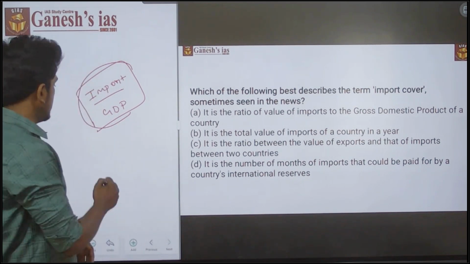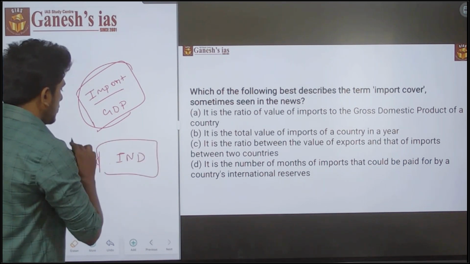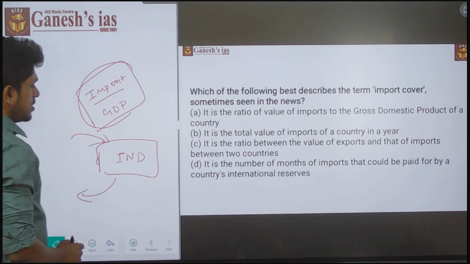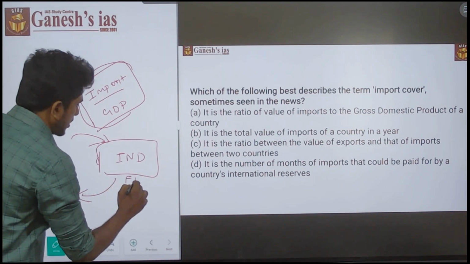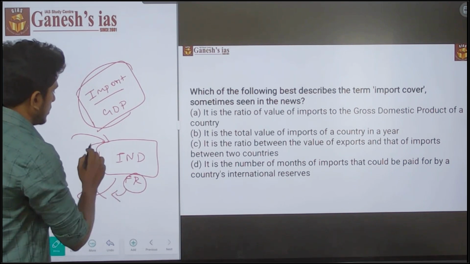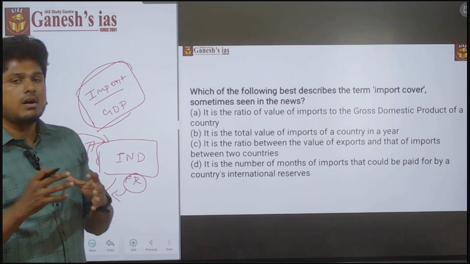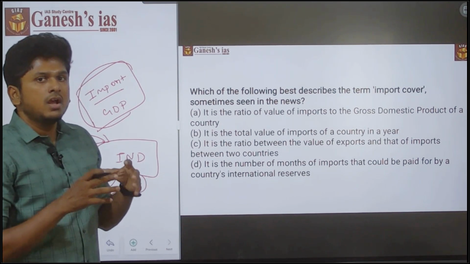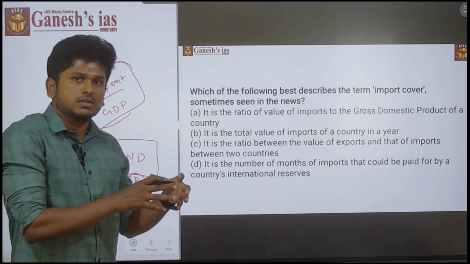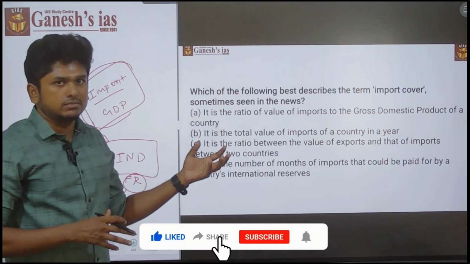Consider that India is importing a lot. For that they have to pay, so they have to maintain the forex reserve. If this forex reserve can't cover that import, what will happen? That is all about the import cover: how many months, how many days I can cover my imports with my forex.